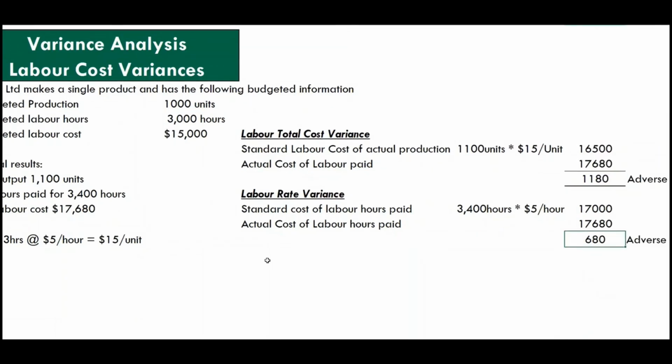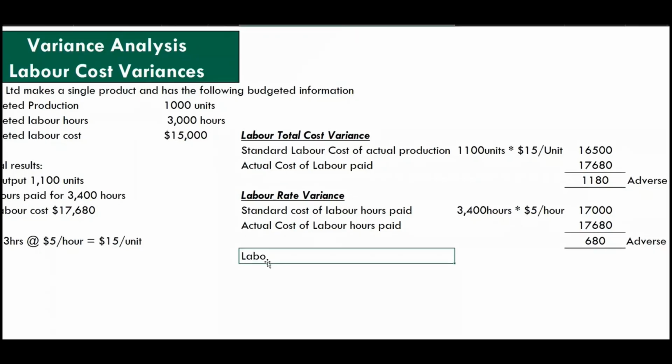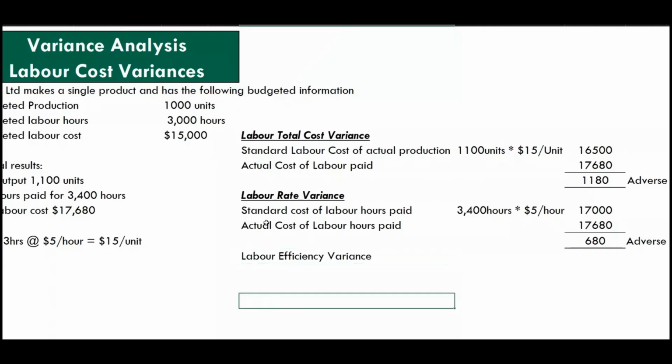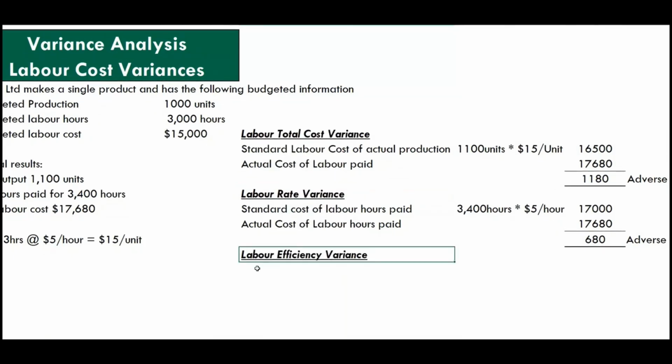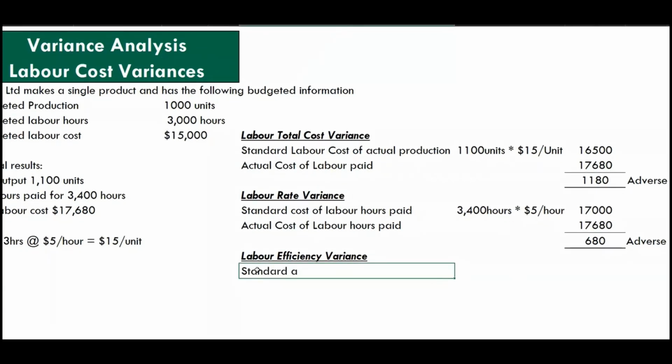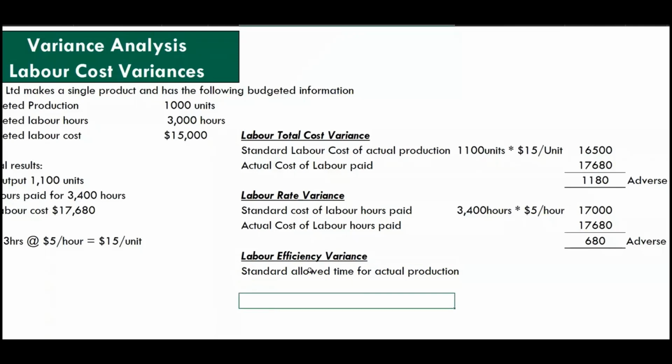Then one more variance we can also compute under the labor variances is the labor efficiency variance. Like the word efficiency, it talks about time. How well did we manage time? So we ask, what is the standard allowed time for the units that have been produced? You have come to say you've produced 1,100.